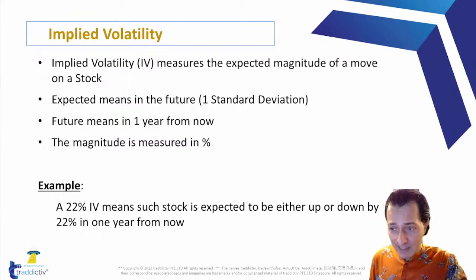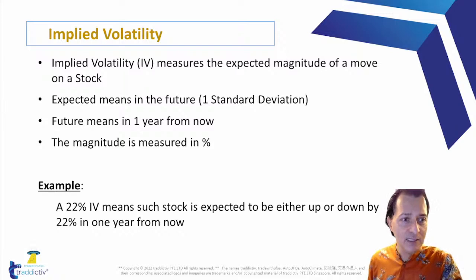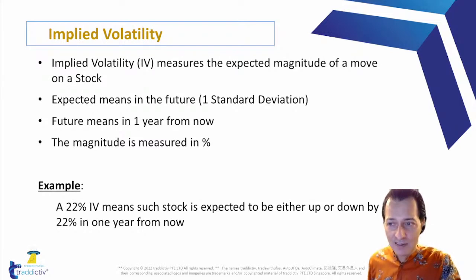And expected means in the future. So expected magnitude of a move, because volatility typically means how fast a stock is moving, right? So if you say the market is volatile, it means the market is moving very fast. And that's in the past. It may be 10 seconds ago, but that's still the past, right? So when we talk about implied volatility, the word expected means in the future. So it's the volatility that has not happened yet. This is what we are looking for when defining and using implied volatility metrics, okay?